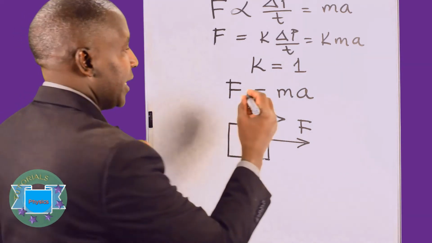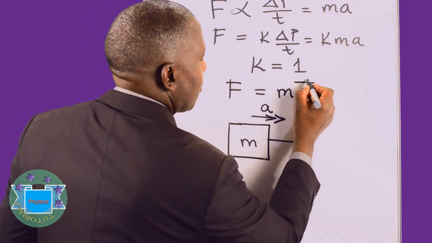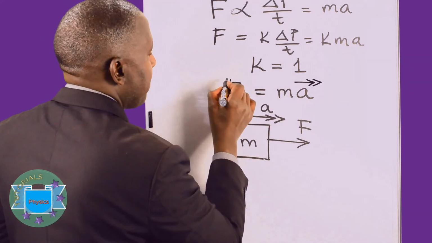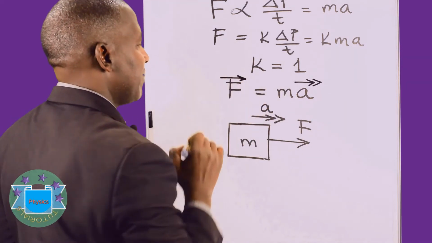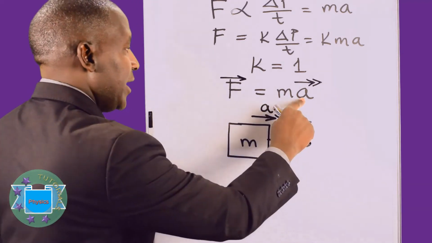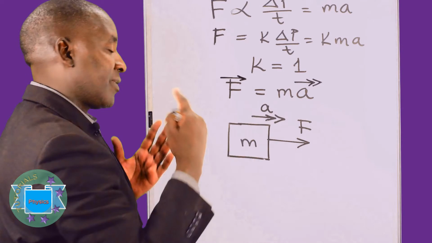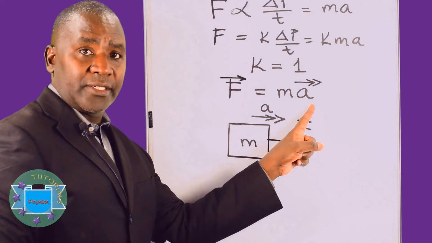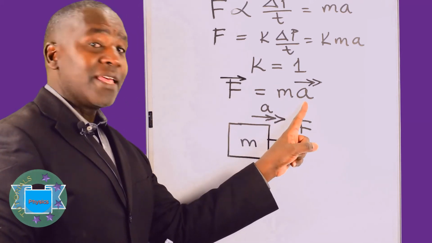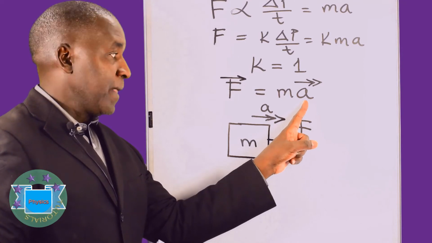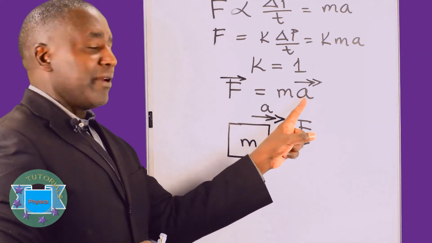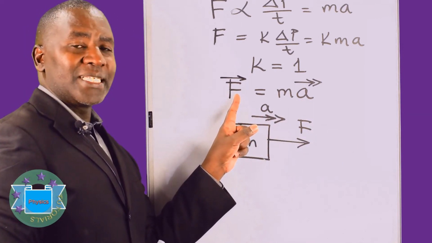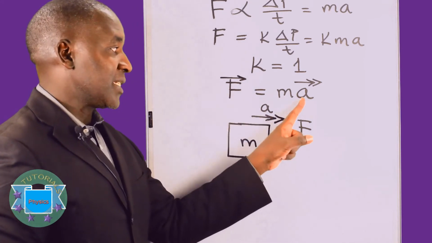Now, acceleration is a vector quantity. Force is a vector quantity. It is the acceleration which is caused by the force. Rather, I should have said, it is the force which causes the object to accelerate. Therefore, the acceleration will be in the direction of the resultant force.